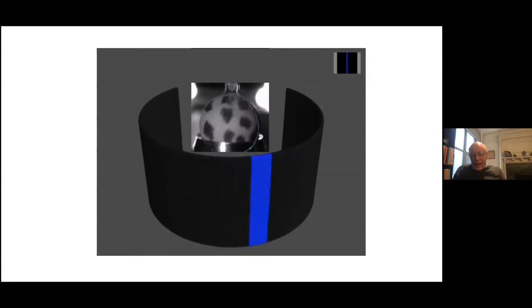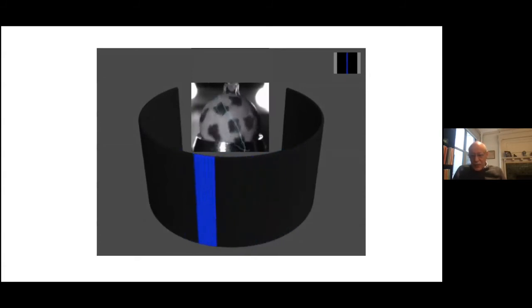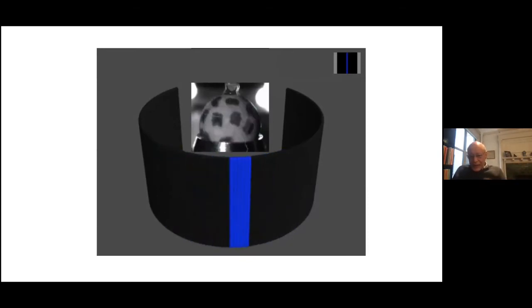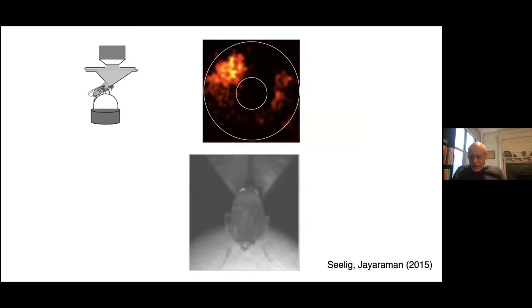And here you see it happening. You can see the track of the fly has been superimposed on the ball there. When the fly moves, the world moves in the opposite direction as if we were actually in reality, or the fly was in reality, and you can convince the compass system to track that object. Okay, so here's a video from the Jayaraman lab where you can actually see this happening.